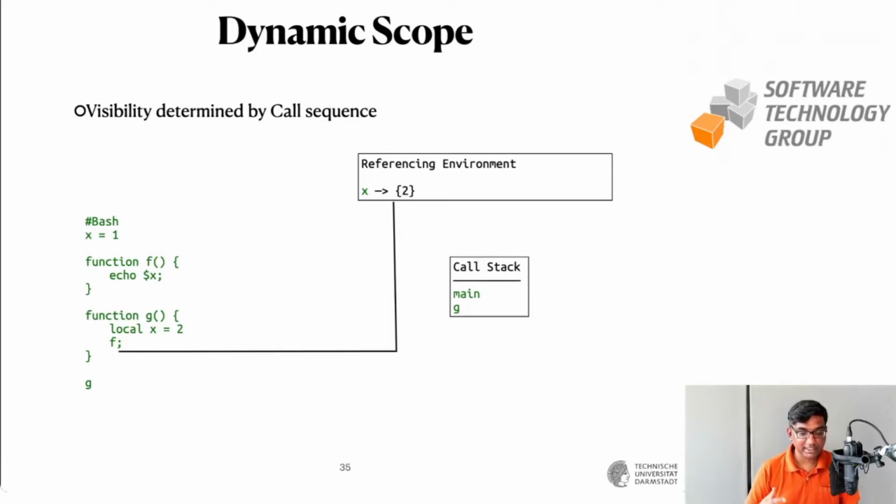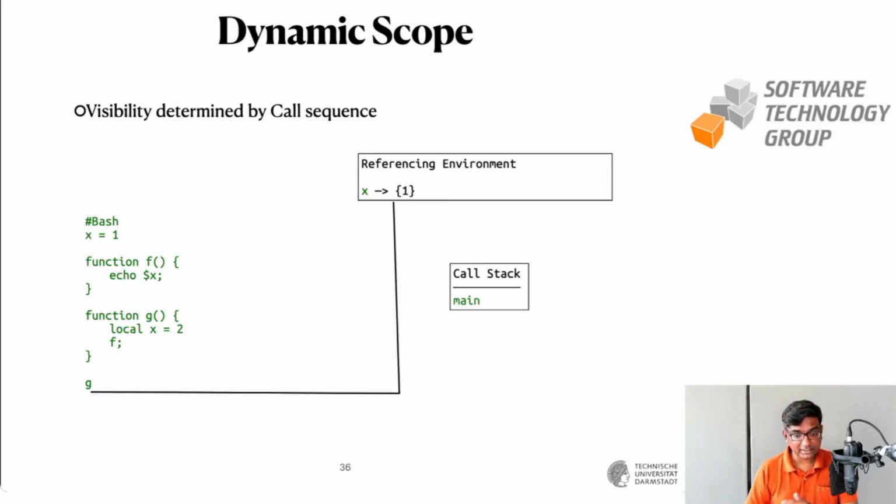And then once we are done with x, f is pushed out of the call stack, the value of x is still 2, and then g is popped out of the stack once g is done executing. But at this point, the value of the variable is 1 because in the call stack where main is the only thing that is available, the value of x is equal to 1.